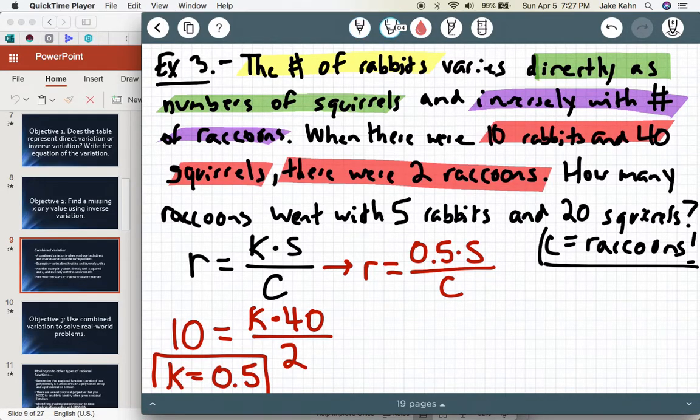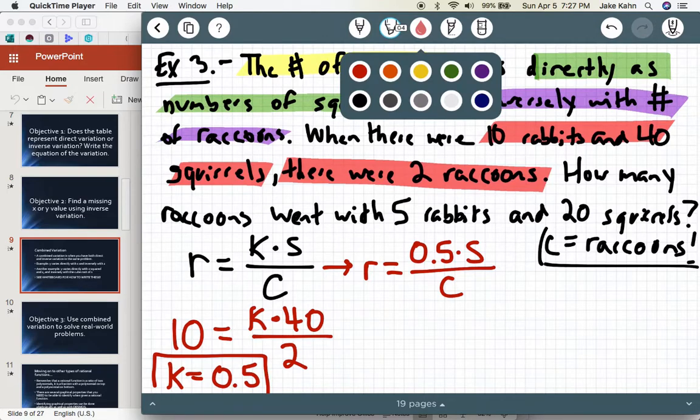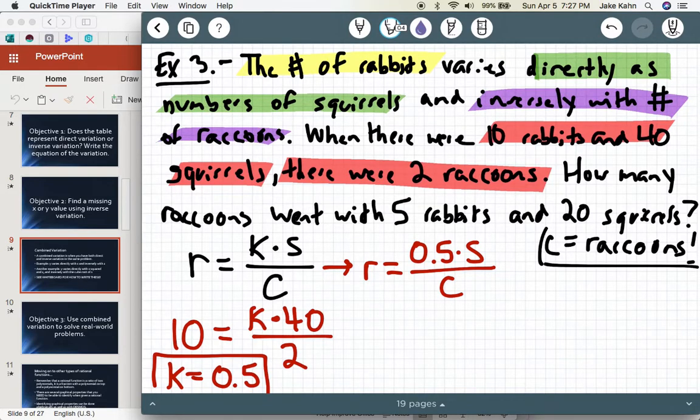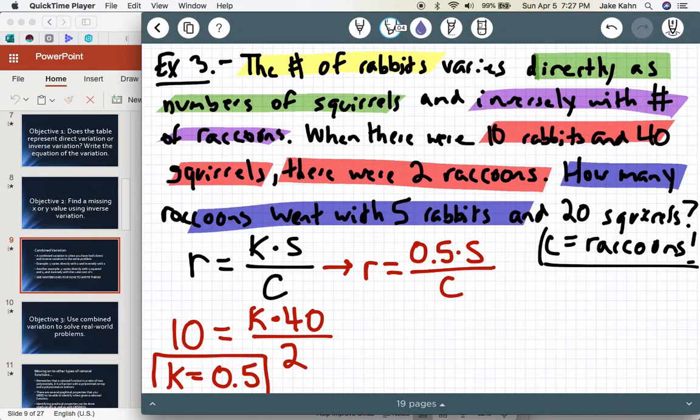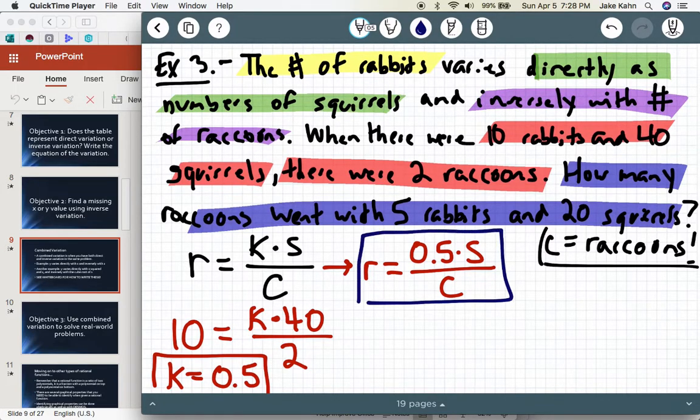Now, what is the question that is being asked? The question that is being asked is how many raccoons went with 5 rabbits and 20 squirrels? Now, we are going to use this equation, r equals 0.5 times s divided by c, to find the answer to that problem. Again, how many raccoons went with 5 rabbits?